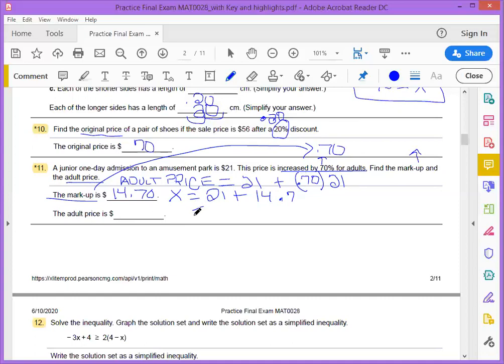So for the price of the adult ticket, we add these two numbers together. That markup, 14.7 plus 21, will give us the adult ticket price, which is $35.70. And that's our adult price.